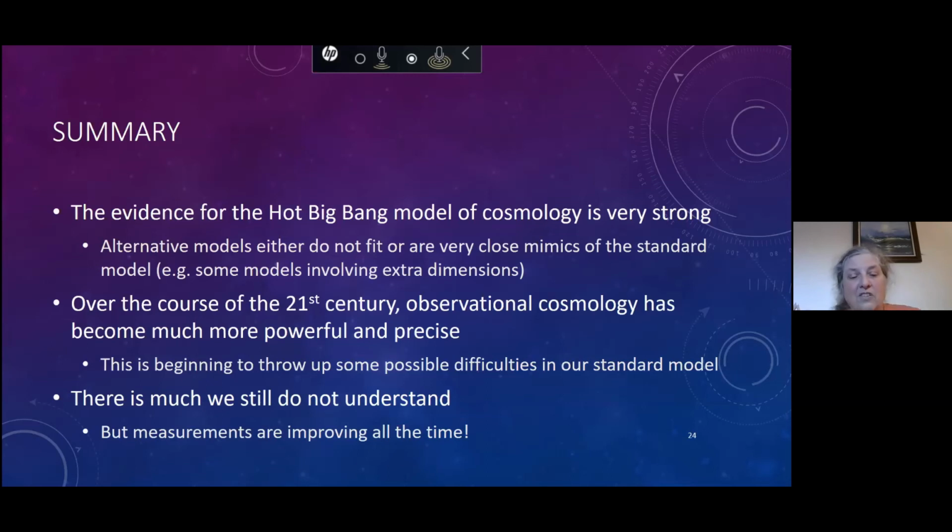There is a great deal that we still don't understand, but our measurements are improving all the time, and I have hoped that within the next decade or so, some of these problems will be solved and our understanding of our universe will be enhanced still further. Thank you.